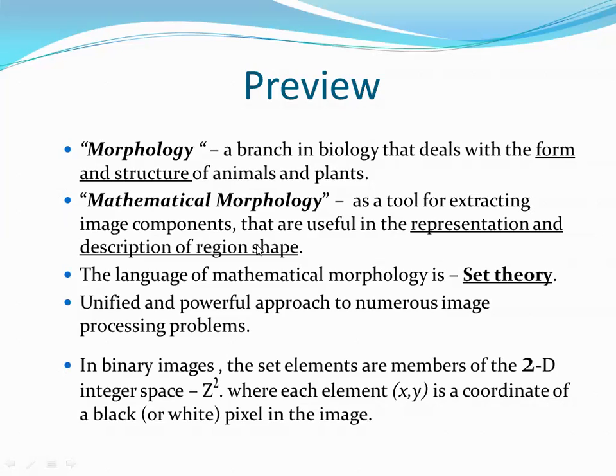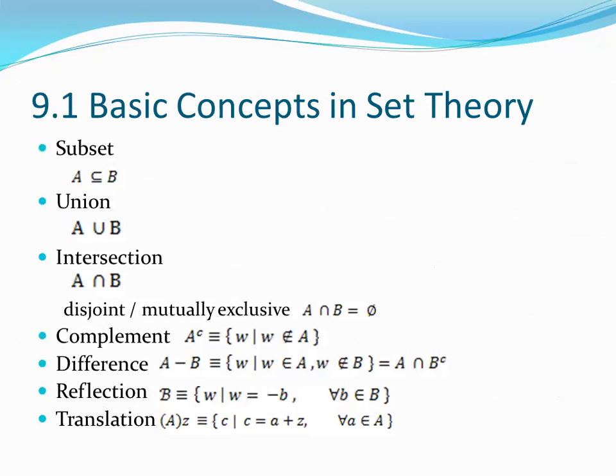This is what the government is trying to arrive at. So if you know what sort of thing you are searching for, maybe, it is a tool for extracting image components that are useful in representation and description of region shape. So probably at the end of this particular chapter or two more chapters, we will be able to identify, if you know the shape of a particular thing that we are trying to find, we should be able to do that. Okay, maybe it's a symbolic thing. So morphological image processing is several things that we can do together, but generalized. Okay, let us see what it contains.